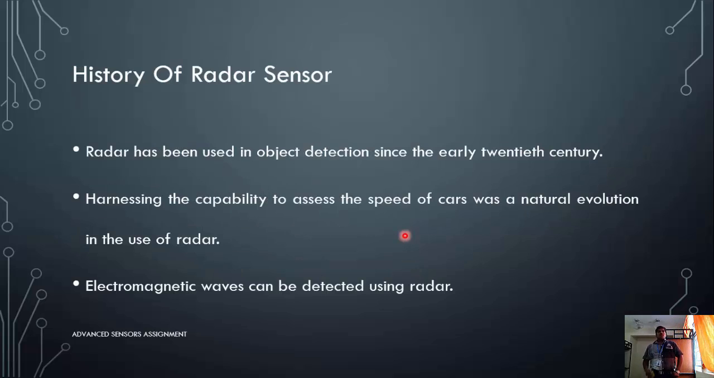History of radar sensor. Radar has been used in many object detections since the early 20th century. Harnessing the capability to assess the speed of cars was a natural evolution in the use of radar. Mainly, radar is used for detecting speed in cities. It is mainly used by traffic police to catch those who are crossing the speed limits, using radar speed sensors. The electromagnetic waves can be detected using radar.